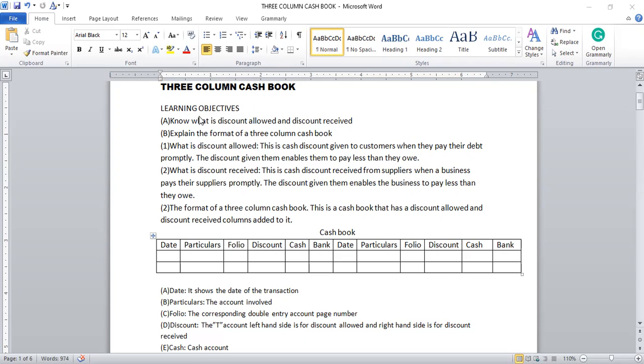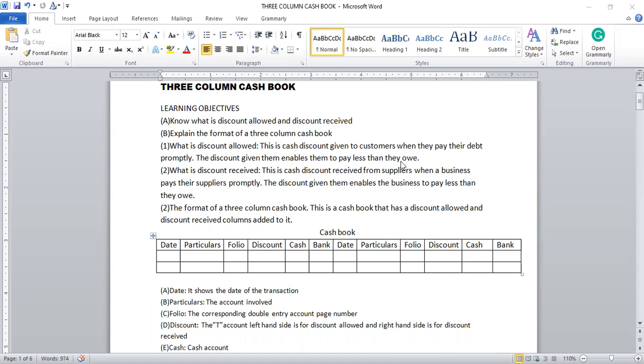Our learning objectives. A, know what is discount allowed and discount received. B, explain the format of a three-column cash book. So lesson 1, what is discount allowed? This is cash discount given to customers when they pay their debt promptly. The discount given them enables them to pay less than they owe.